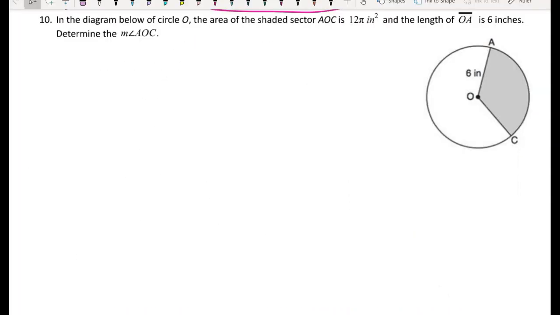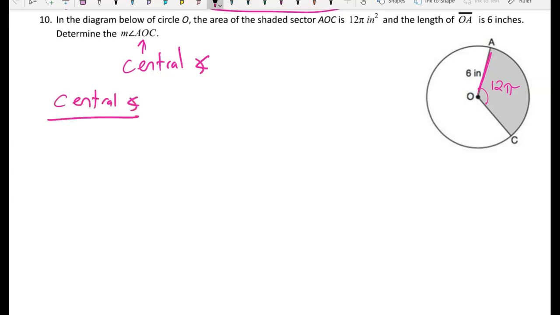Of circle O, the area of the shaded sector AOC is 12 pi. The length of my radius is 6. And they want me to determine the measure of that central angle there. Well, remember the formula is just the central angle divided by 360 equals the area of the sector over the full area of the circle. And I know the area of the sector. They told me that's 12 pi.